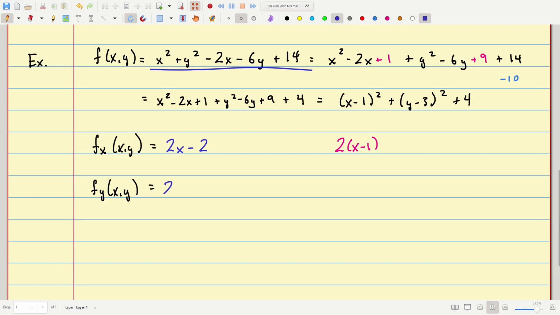Differentiate with respect to y, we're going to get 2y minus 6. Okay. Just as easy to differentiate on the other side for the same reasons as the x case. Okay. So what we're interested in is when these partial derivatives are equal to 0. We see here that means that we have x equals 1 and y equals 3.